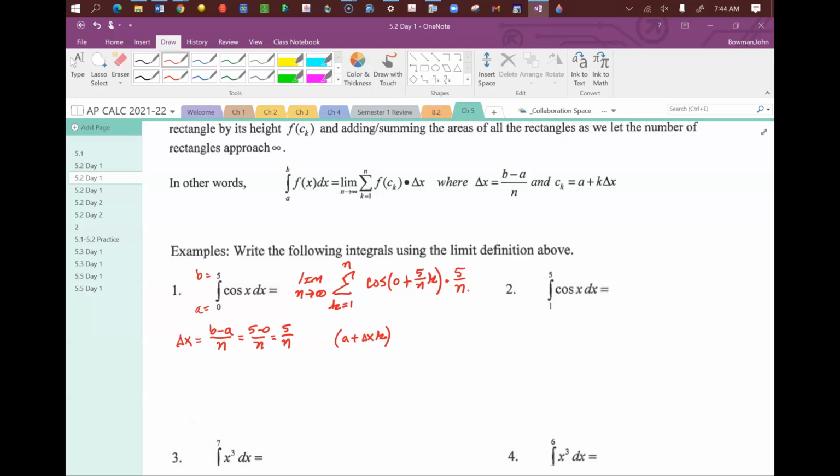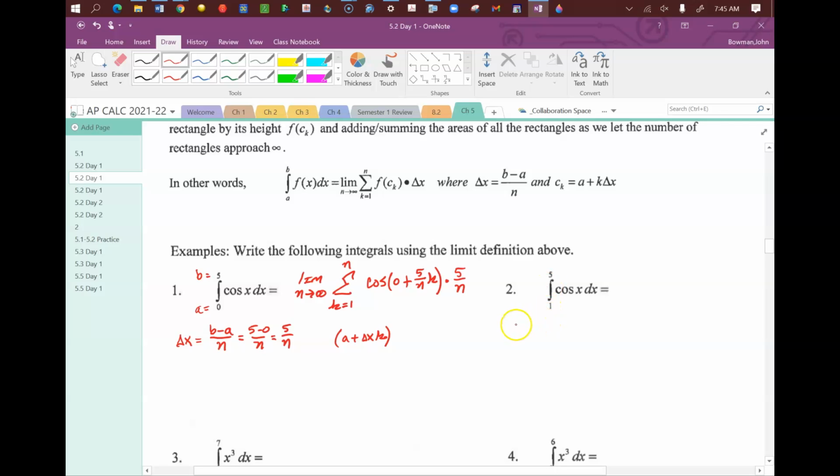We are evaluating the function at a value within each of the rectangles, and that establishes the height of the rectangle, and then we are multiplying that times the width of the rectangle. And as you can see, as n approaches infinity, 5 over n is going to approach 0. So the width of the rectangle approaches 0.